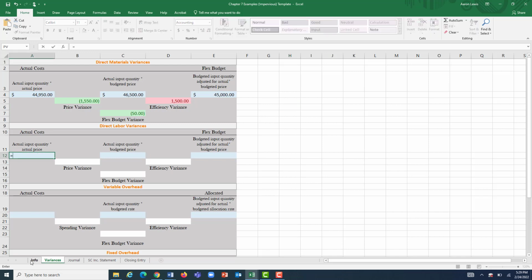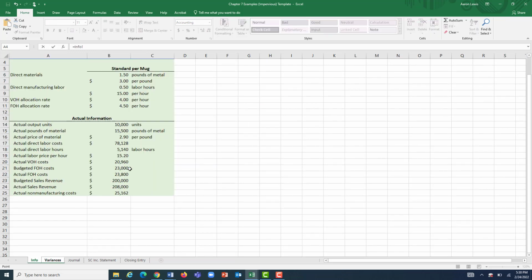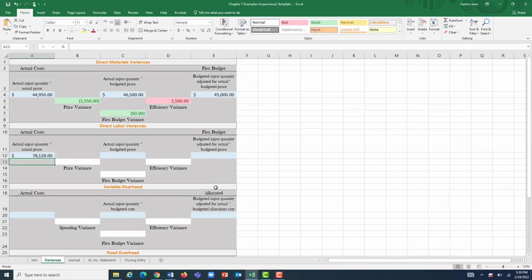So if I hit equals and I go back to my info, our employees actually worked 5,140 hours. They actually made $15.20 per hour. If I multiply those two numbers together, I come up with $78,128. That's what we actually spent on labor during the period.